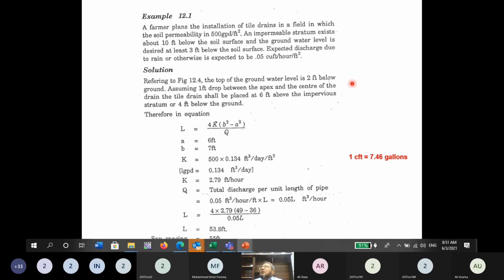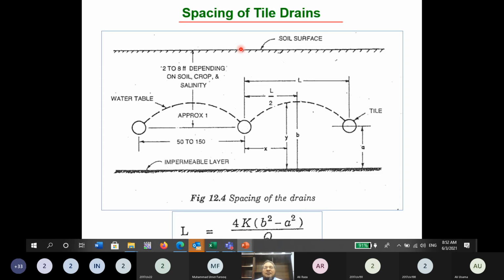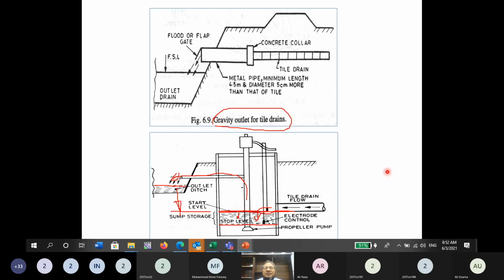Now we have one numerical, and first we would like to understand this numerical. This is example 12.1 of our book. He says that a farmer plans the installation of tile drains in a field in which the soil permeability is 500 gallons per day per square feet area. Okay, so this is the value of K, and an impermeable stratum exists about 10 feet below the soil surface. So this total distance is 10 feet, and this is an impermeable surface.